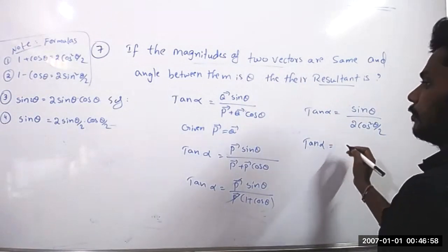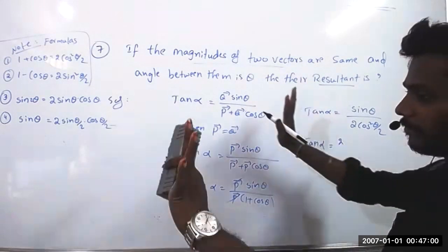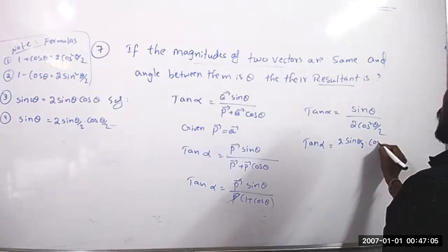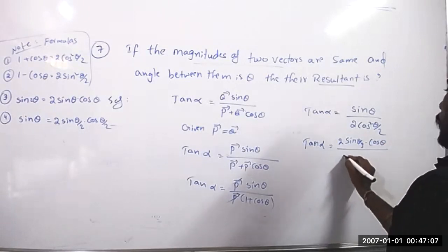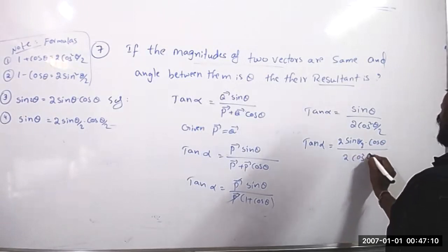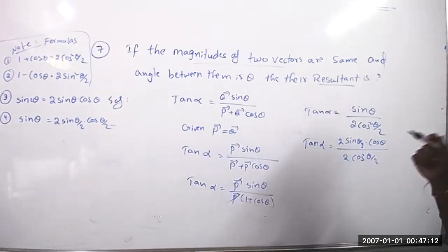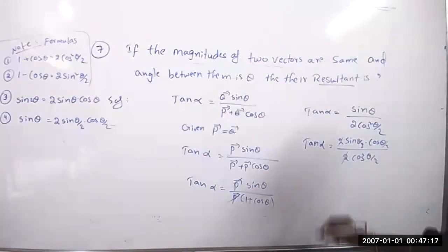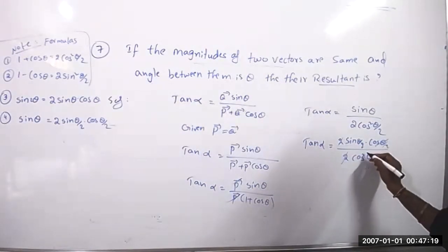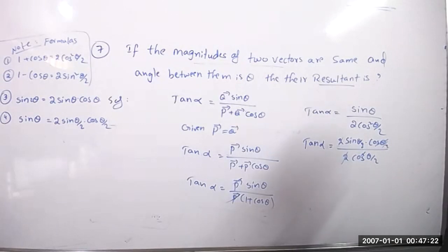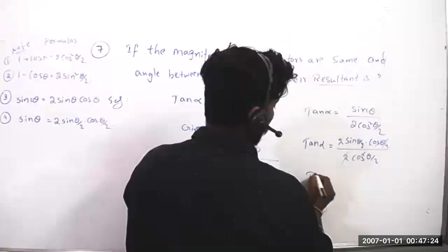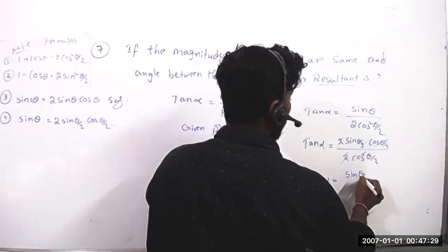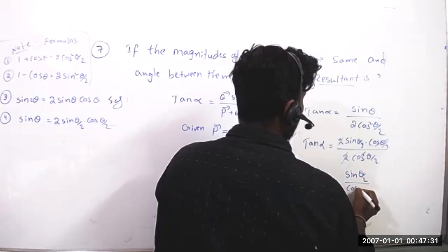Sin theta, you can write it as 2 sin theta by 2 into cos theta by 2, divided by 2 cos square theta by 2. Theta by 2, theta by 2 cancel, 2 and 2 cancel, and cos theta by 2 cancels with cos theta by 2. What you will remain with is tan alpha equal to sin theta by 2 by cos theta by 2.